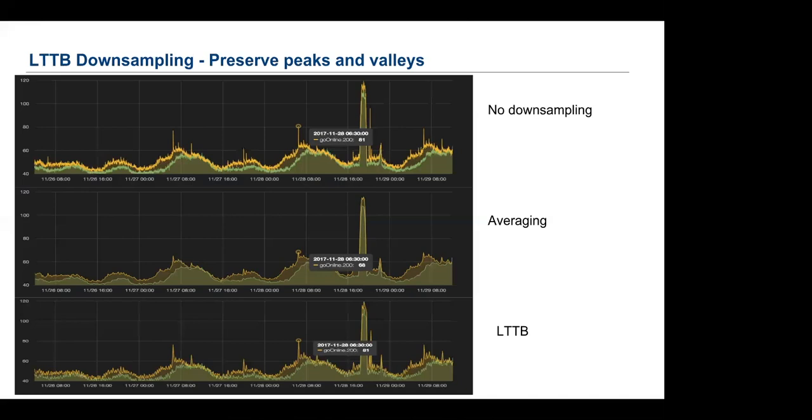The advantage is that A, you're not smoothing out the data, you're maintaining the shape. And B, all those are real data points, you're not changing the data. If you look at it, the bottom one looks similar to the top one, but it's using way fewer data points. That's something the query engine does out of the box.